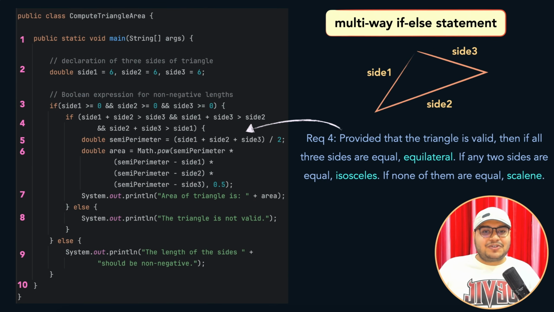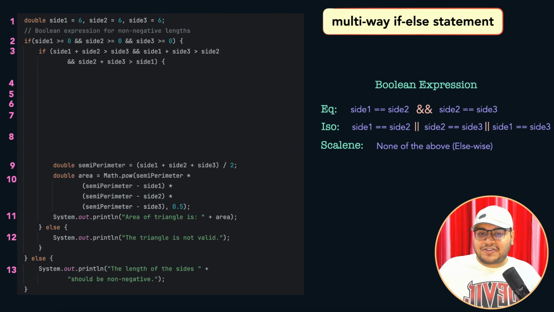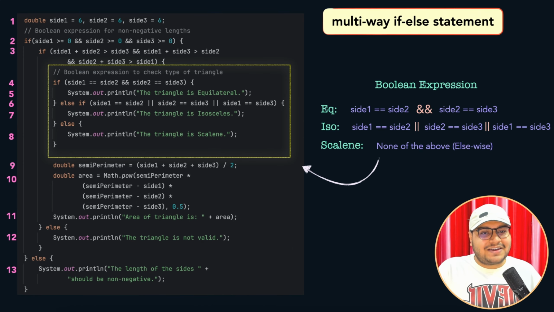And that brings us to the final requirement for our compute area program. Once we have validated that the triangle is valid, we want to inform the user whether the triangle is equilateral, isosceles, or scalene. The logical Boolean expressions for these classifications are shown above, and we can incorporate this logic into the program using a multi-way if-else statement as shown here. We won't create a CFG because I think we have gotten enough hang of it and it will be very complicated, but I hope you get the idea of how a multi-way if-else statement works.